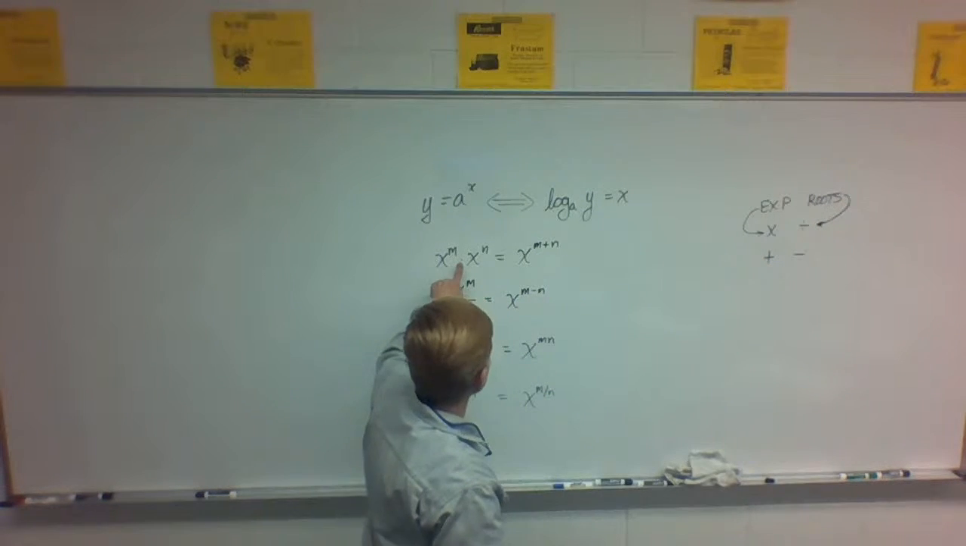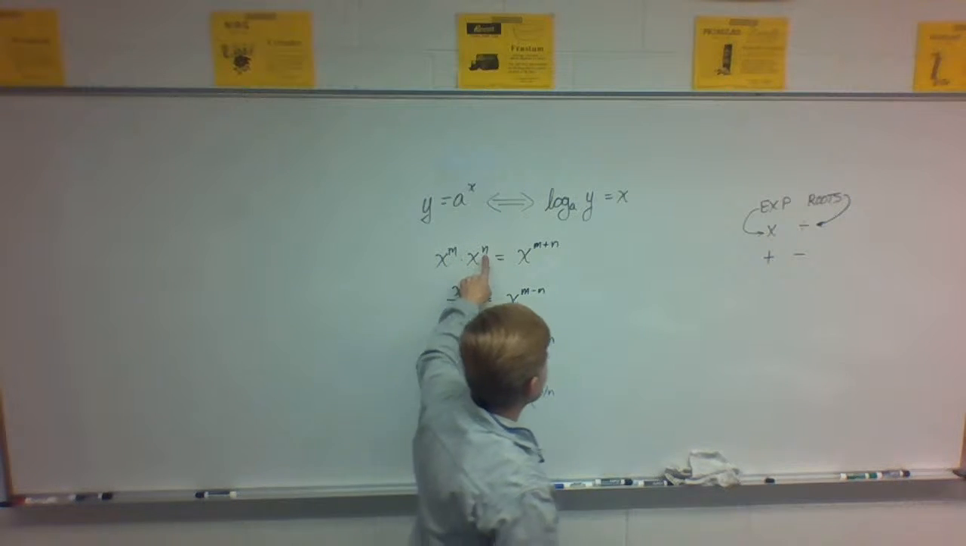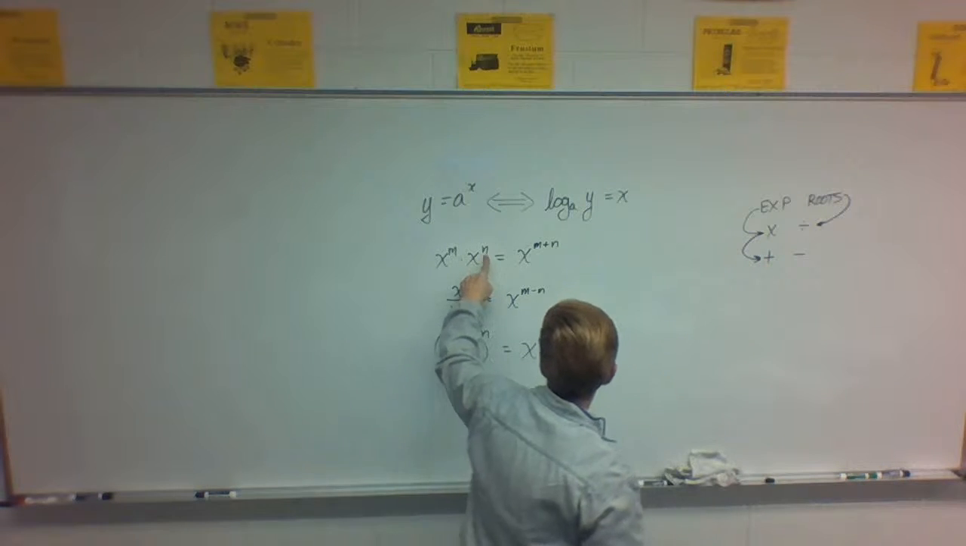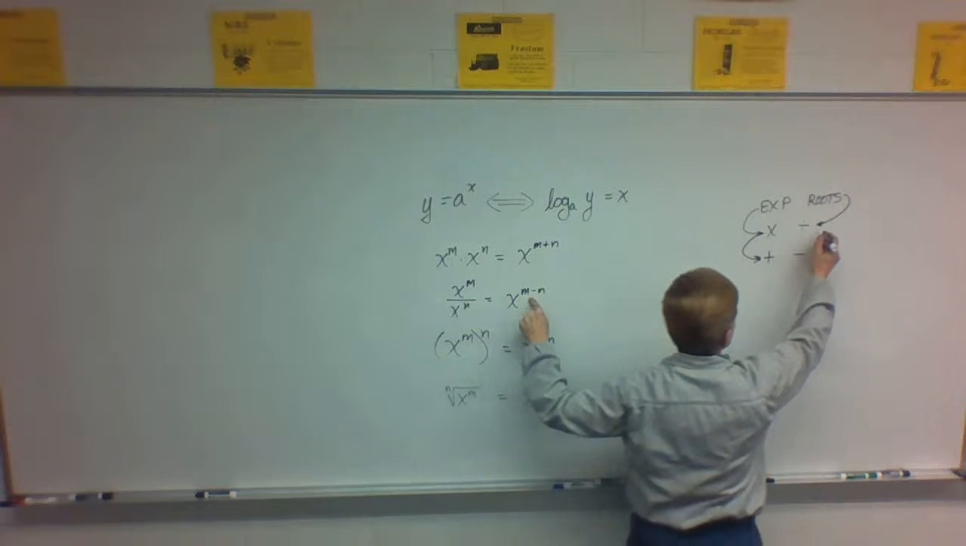If you're trying to multiply two things with the same base, you add the little guys. So if this is what you're trying to get done, this is what you do with the little ones. Same thing here. If you're trying to get a quotient done, this is what you do with the little ones.